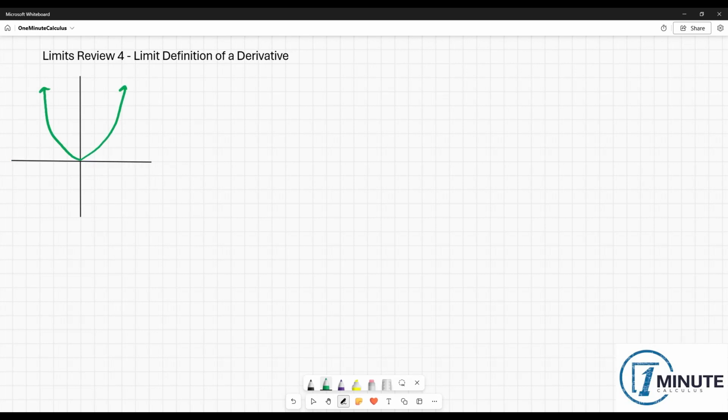One major problem calculus tries to solve is finding the slope of a curve. Now we already have a slope formula, y2 minus y1 over x2 minus x1. But that is for a straight line, not a curve. Nevertheless, this formula can still approximate the slope of a curve if we pick points on the curve that are very close to each other.